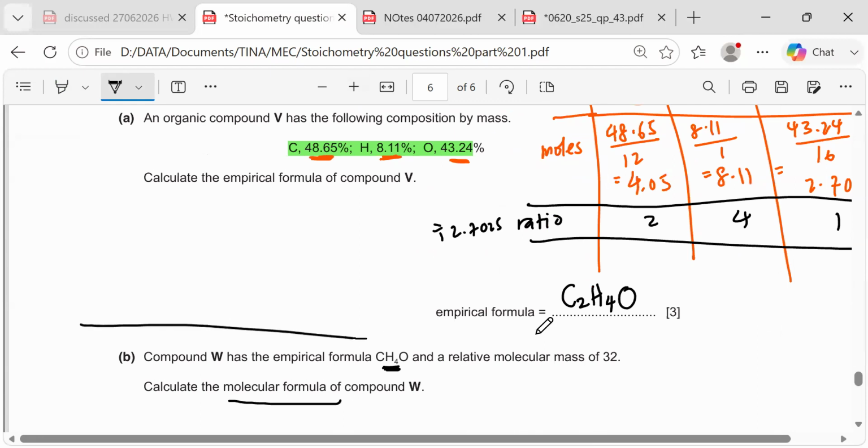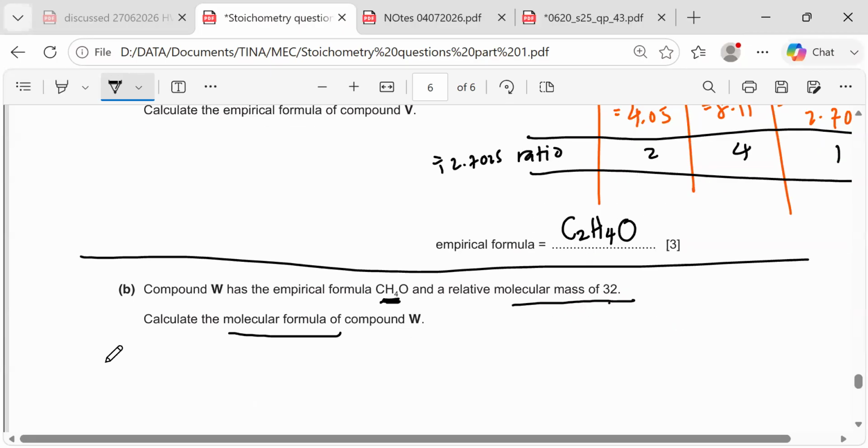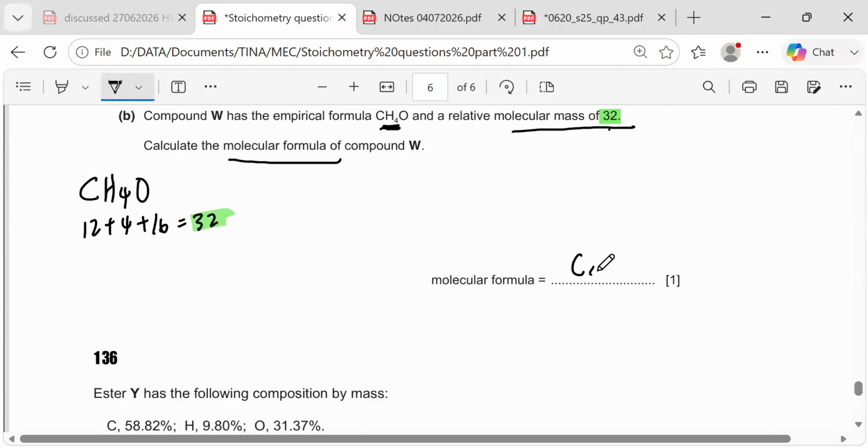This is a different question. They tell you the empirical formula is CH4O, and the molecular mass is 32. You need to know how many times bigger this is than this. First, you calculate CH4O: 12 plus 4 plus 16. How much is this? 32. Is the value the same? If the value is the same, the empirical formula is the same as the molecular formula. If it's not the same, then you multiply by how many times bigger it is. Get it?